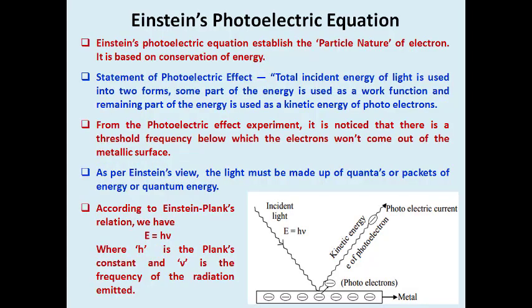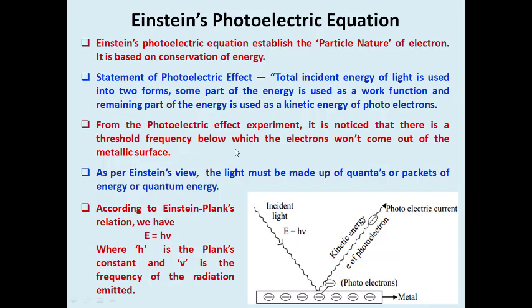Now we are just going to derive Einstein's photoelectric equation. Einstein's photoelectric equation establishes the particle nature of electrons, and it is based on conservation of energy. The statement of the photoelectric effect says that the total incident energy of light is used in two forms. The first part of the energy is used as the work function of the metal, and the remaining part is used as kinetic energy of the photoelectron. So this is the statement of the photoelectric effect.